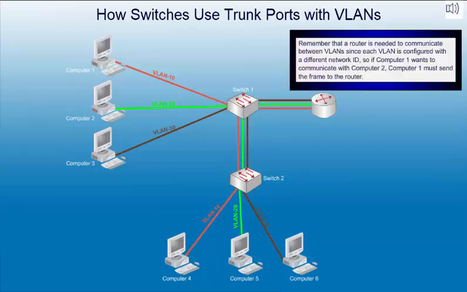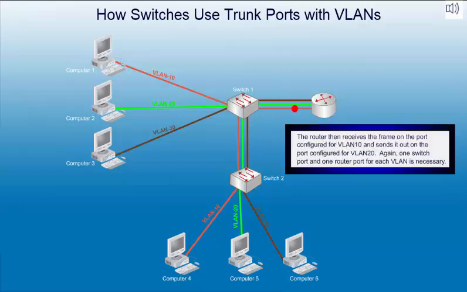Remember that a router is needed to communicate between VLANs since each VLAN is configured with a different network ID. So if Computer 1 wants to communicate with Computer 2, Computer 1 must send the frame to the router. The router then receives the frame on the port configured for VLAN 10 and sends it out on the port configured for VLAN 20. Again, one switch port and one router port for each VLAN is necessary.